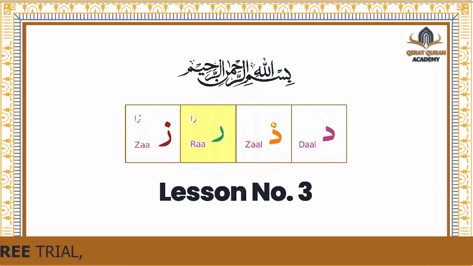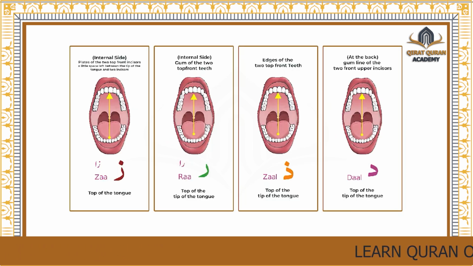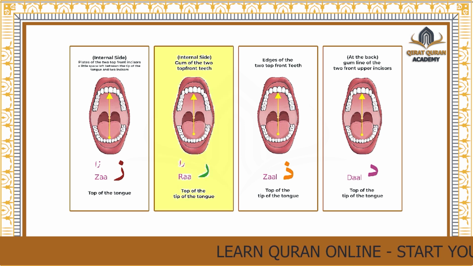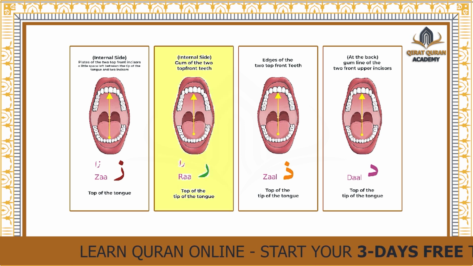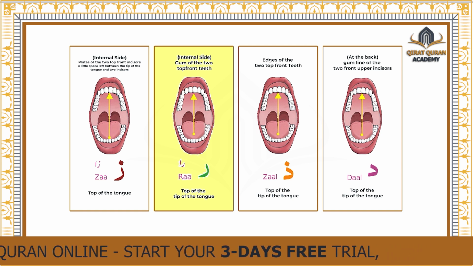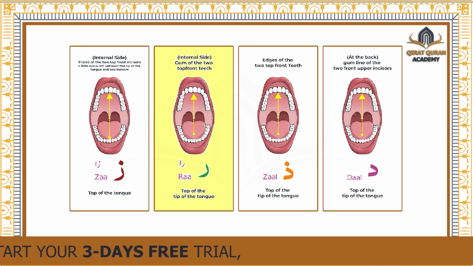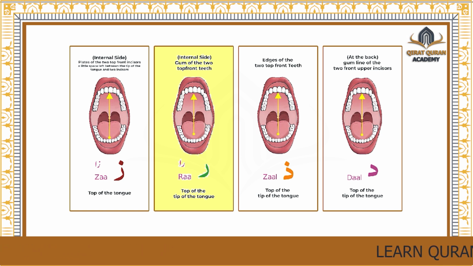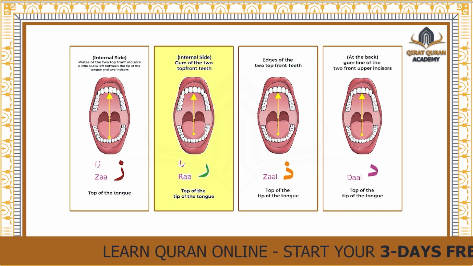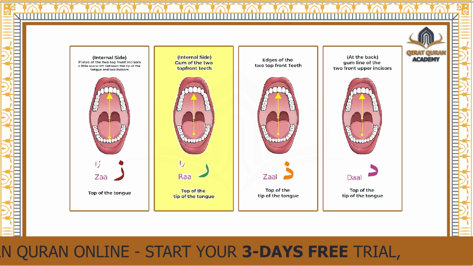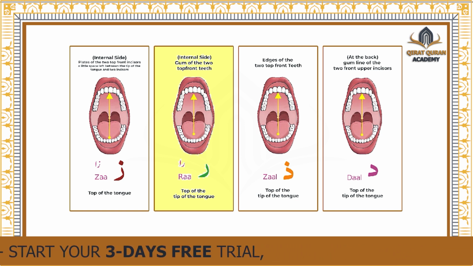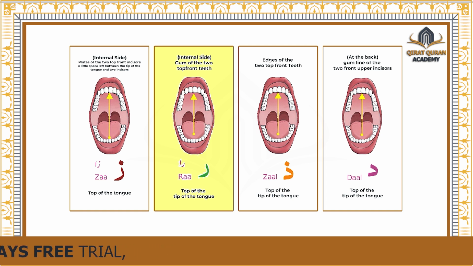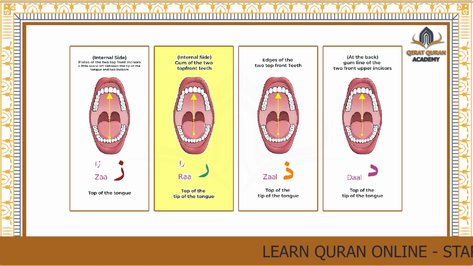Now let me show you the origin of raw and how we pronounce raw. So when we pronounce raw, you can see this is the inner view of mouth. When we pronounce raw, we will touch the tip of tongue to the back side gums of the upper front teeth, like raw. So this is the pronunciation of raw.